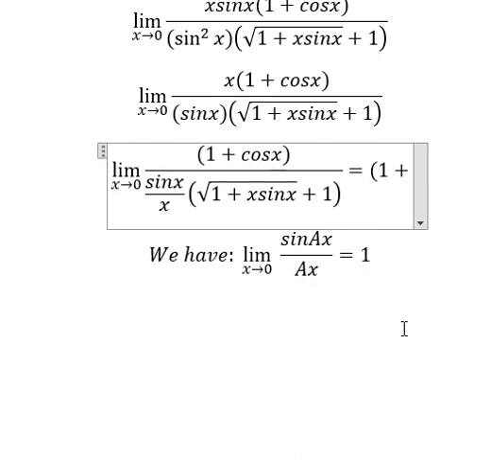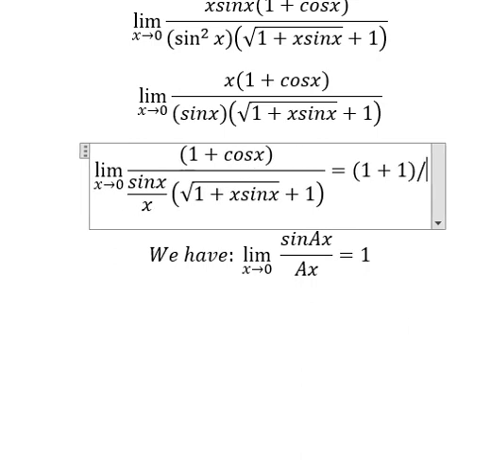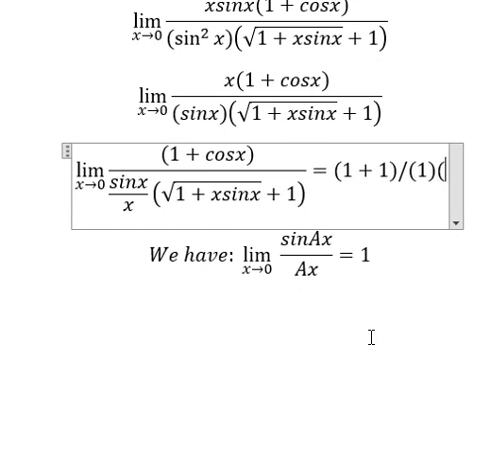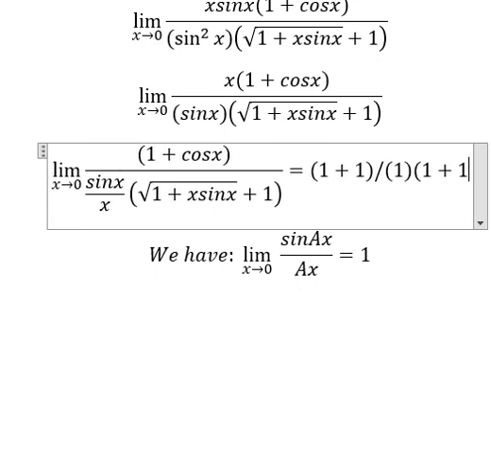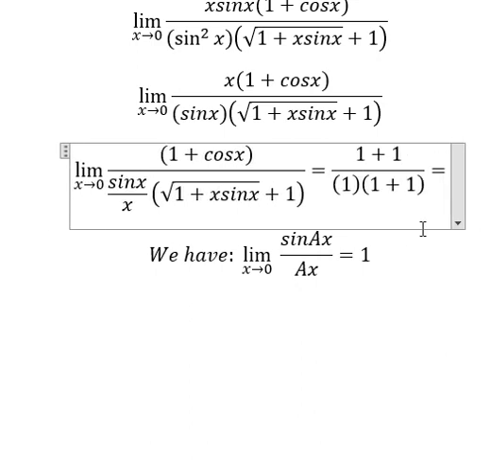Cosine of number 0 we have number 1. This one we have number 1. This one you got number 0, so we have the square root of number 1. And that is about number 1. So we simplify, we have number 1.